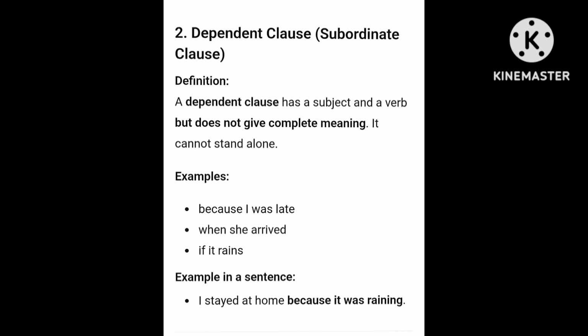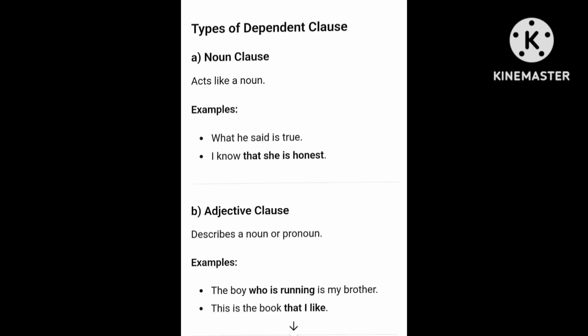2. Dependent clause, subordinate clause. Definition. A dependent clause has a subject and a verb but does not give complete meaning. It cannot stand alone. Examples: because I was late. When she arrived. If it rains. Example in a sentence: I stayed at home because it was raining.